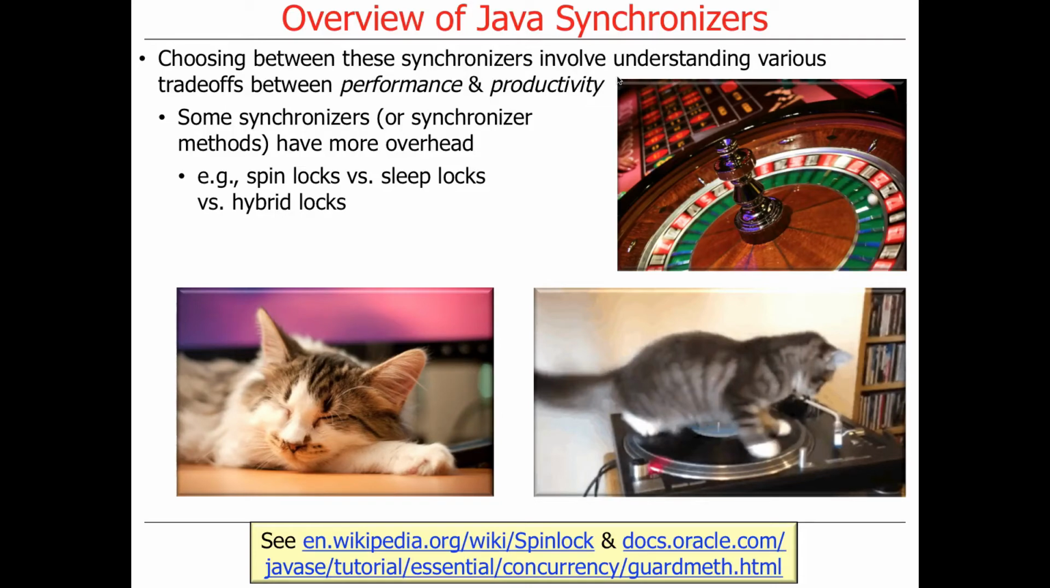So a lot of Java mechanisms support hybrid locks, where they will first try to see if they can get the resource without sleeping. And if they can, they do their thing. If they can't, then they'll go to sleep. So that's an example of a hybrid lock. I put a picture of a cat spinning. But if the cat spins long enough, it'll go back to sleep, right? Cats like to sleep. So there are these trade-offs between different types of locks.